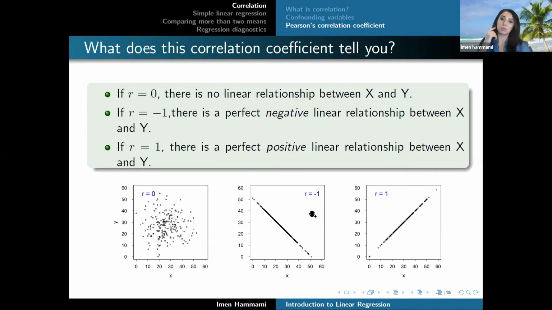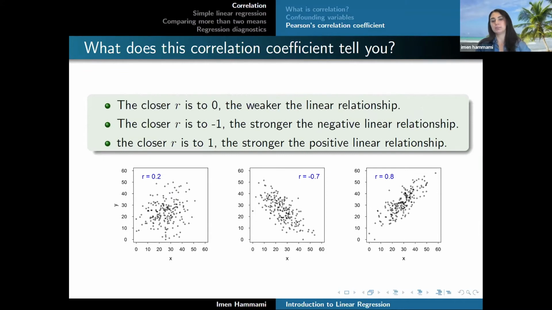So R is going to be equal to -1. And when you have a perfect positive correlation, R is going to be equal to 1. But actually, these are very hypothetical situations. In the real world, you would probably be in this kind of numbers.